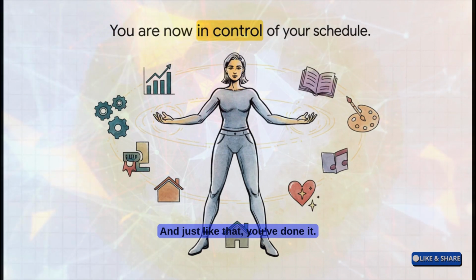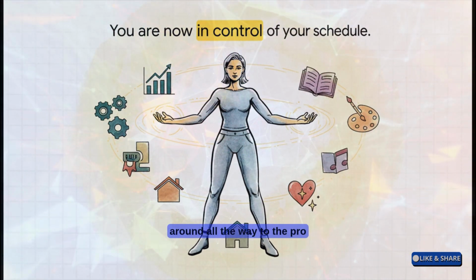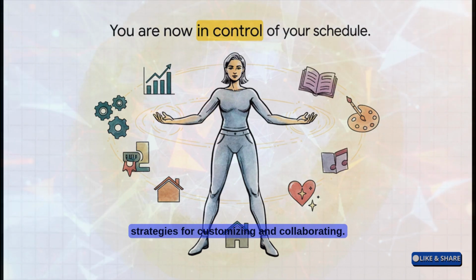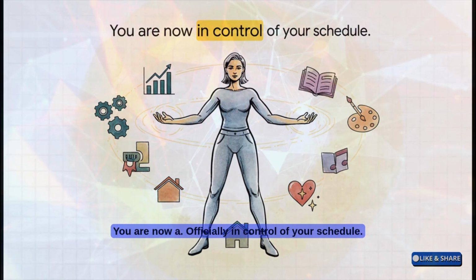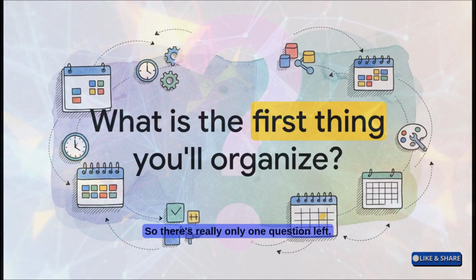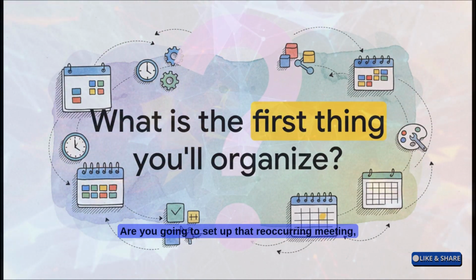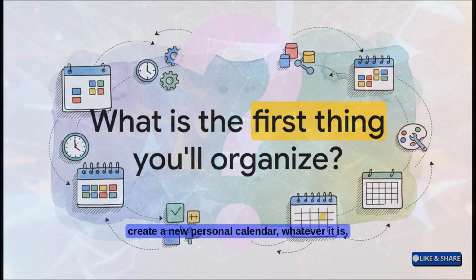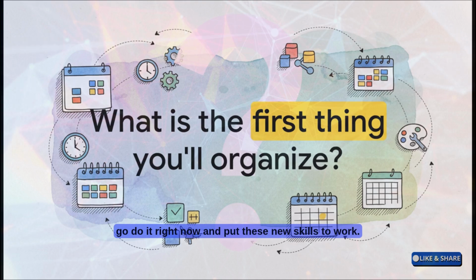And just like that, you've done it. We've gone from the absolute basics of getting around, all the way to the pro strategies for customizing and collaborating. You are now officially in control of your schedule. So there's really only one question left. What's the very first thing you're going to organize? Are you going to set up that recurring meeting, create a new personal calendar? Whatever it is, go do it right now and put these new skills to work.